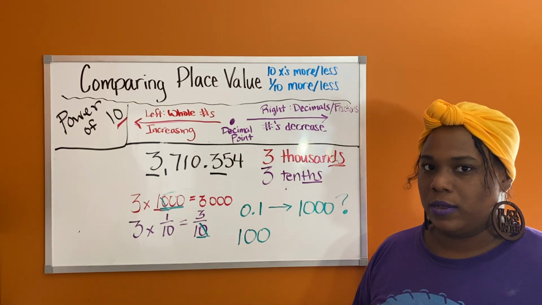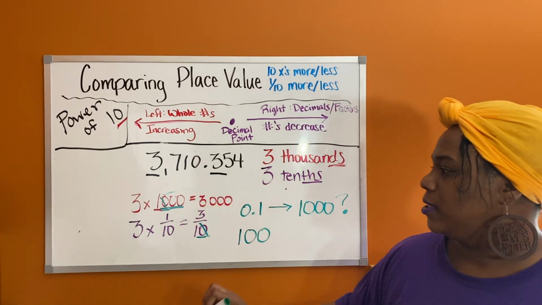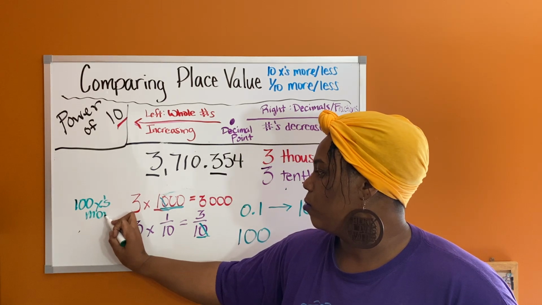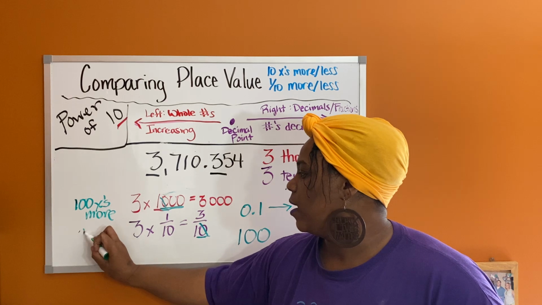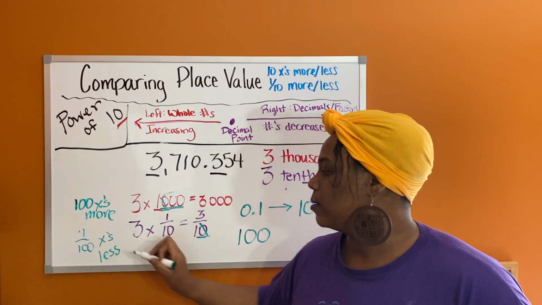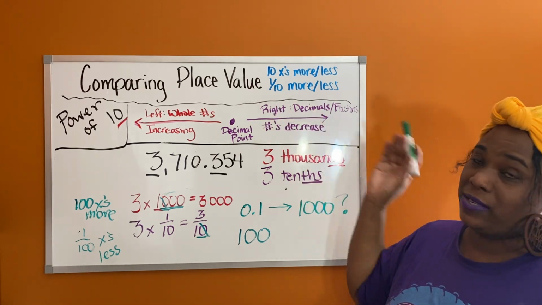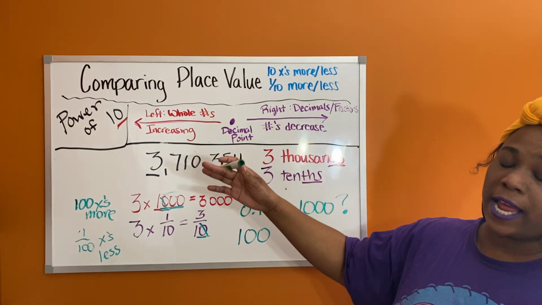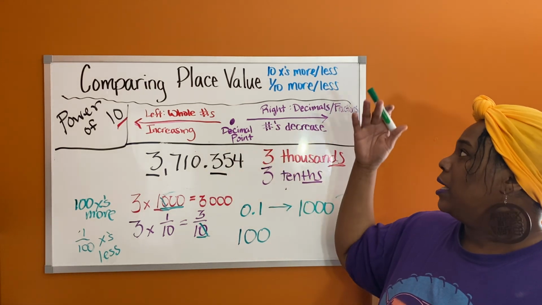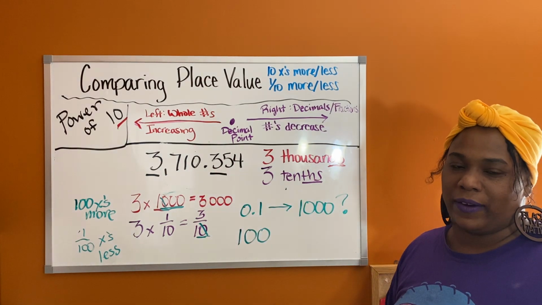number 100. Okay? So what that means is that 3 thousandths is 100 times more, and that 3 tenths is 100 times less. All right? So that is how you need to look at comparing place value in reference to understanding power of 10, and if something is 10 times or 100 times, or how many times less or more is it if the number is in a different place value when we are comparing them.